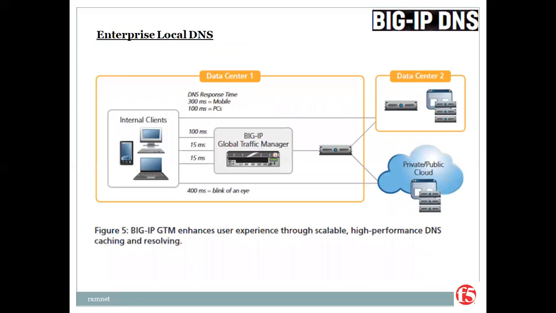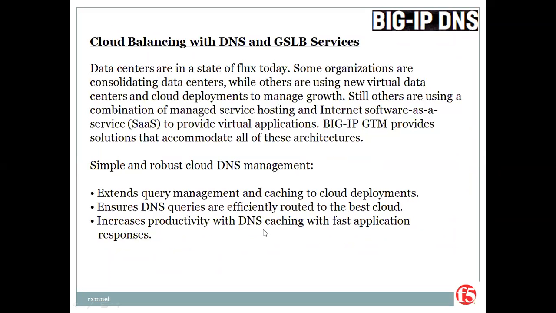Next, this is how the enterprise local DNS will look. The response time is 300 milliseconds for mobile and 100 milliseconds for PCs. The timing and all they are giving here. How does it get resolved? This is forwarding the query to data center 2, and it is forwarding the query to the private one, like this. This is a local DNS. In the local site also, we'll place it. According to the query coming for the cloud, it will forward it to the cloud. If it is for other data centers, it will forward it to the other data centers. Like that, cloud balancing with the DNS and GSLB services.